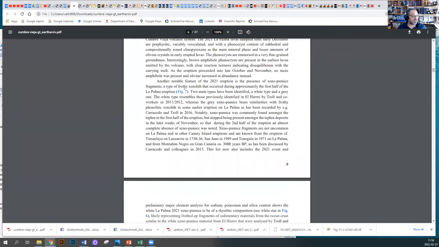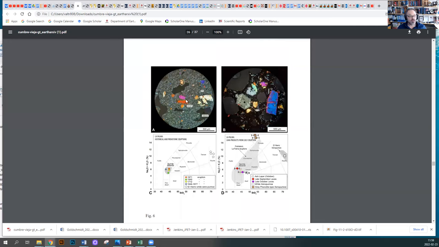There were also these xenoliths, these foreign fragments erupting, and I'll bring you back to the figures. Here are some thin sections, some microscope images, and here the crystals have become larger with time. And this is a TAS diagram, a total alkali silica diagram. We see the old eruptions here, 1971, 1949, 1712, etc. The new eruption that we plot here falls into the same area, and the early eruptive material is the red here, and the purple is the later eruptive material.